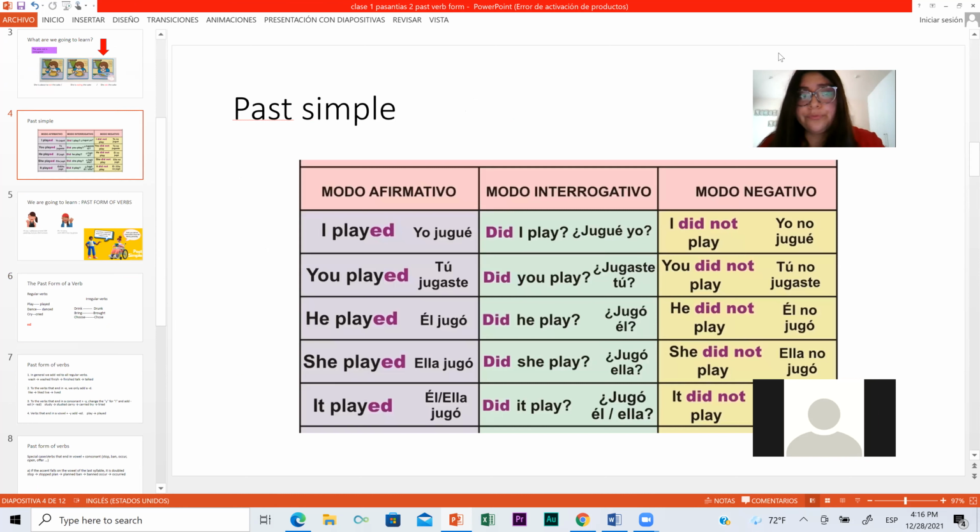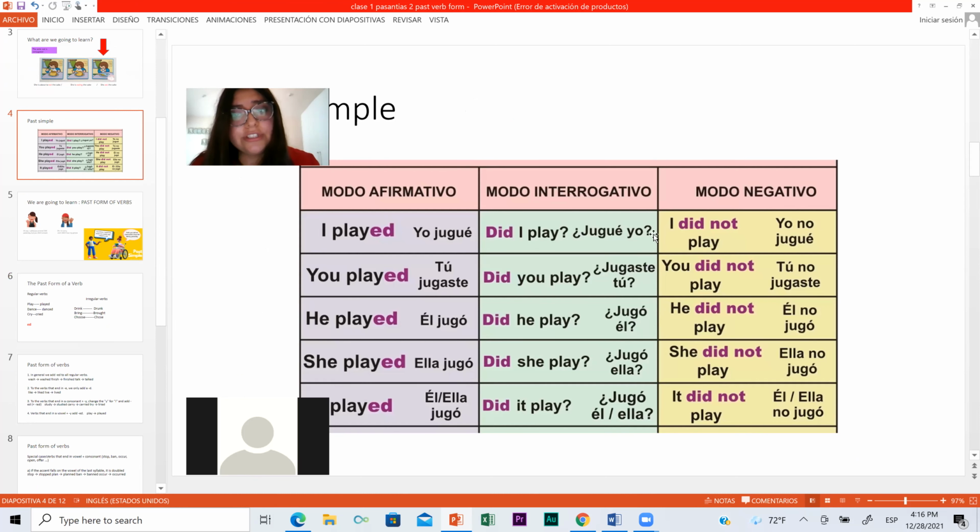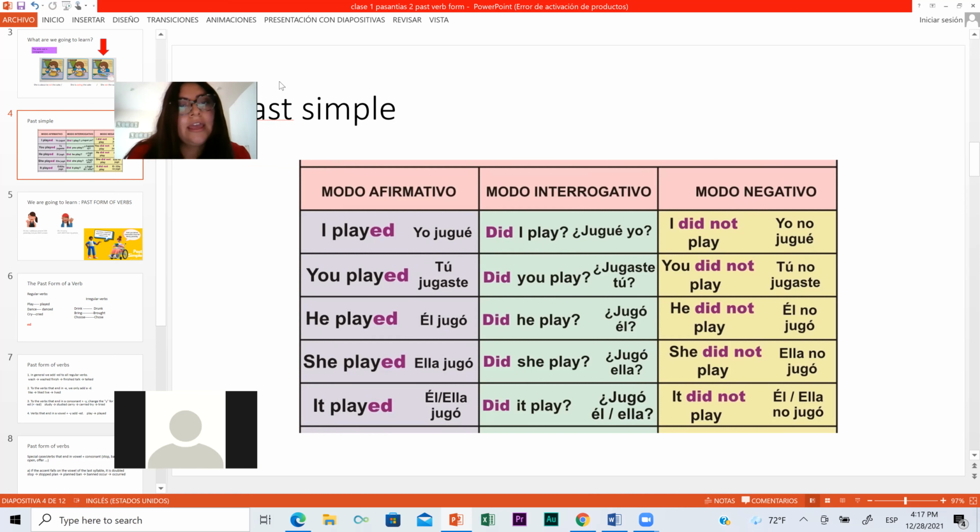the verb doesn't change if we have an auxiliary like this. For example, I did not play. When you have did not, or when you have didn't in the negative form, you don't add ed, okay? You don't add ed either in the interrogative form, did I play? There, you don't add ed. And here it says I played. Here in the affirmative form, you add ed, okay?